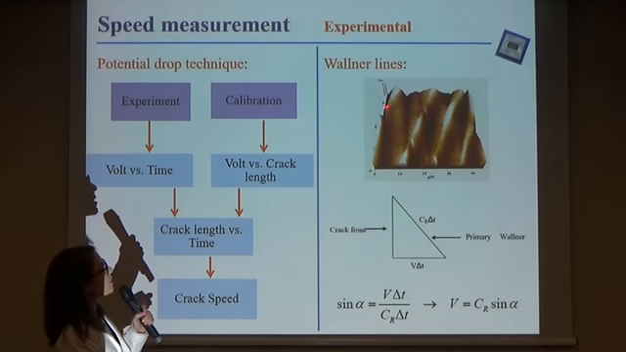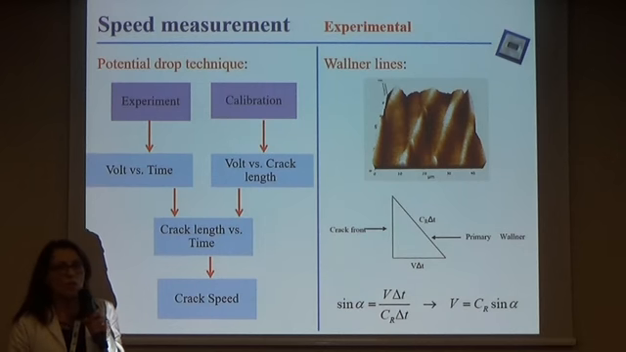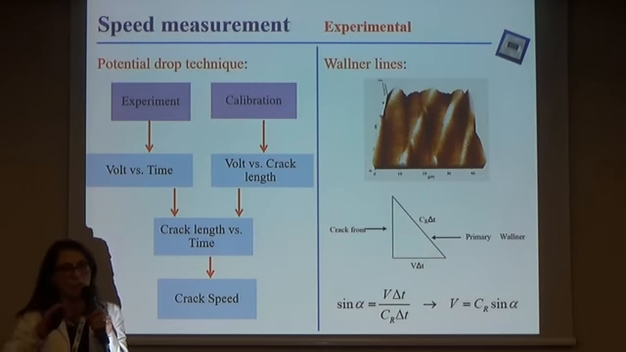The second method is the Wallner lines, which are lines that are formed on the crack fracture surface as a result of an interaction between the crack front and the reflected shear stress wave from the free surfaces of the specimen.